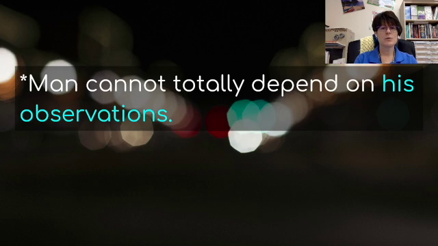Also, man cannot totally depend on his observations. Sometimes our observations are flawed because our techniques are not adequate. Our equipment isn't as advanced as it should be, that type of thing. For instance, with spontaneous generation, they didn't have microscopes to see the microorganisms.